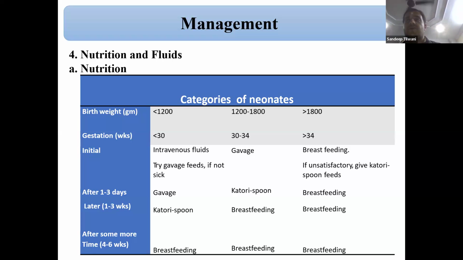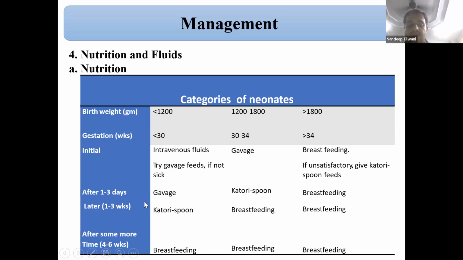So I have decided the initial feed we want to give to the baby. If the baby is less than 1.2 kgs birth weight or less than 30 weeks of gestation, we prefer to start them on IV fluids, though we start with something which is called minimal enteral nutrition, or what you call trophic feeds. Once you start them on trophic feeds, you gradually increase the feeds if they are tolerating, and then you taper and stop the IV fluids.